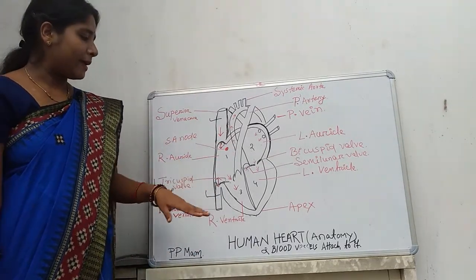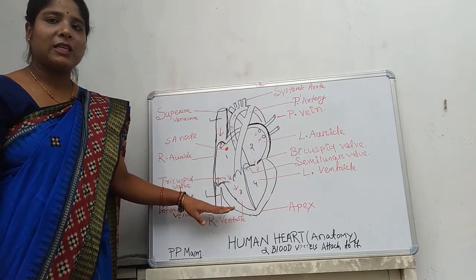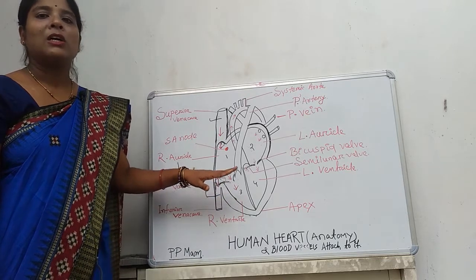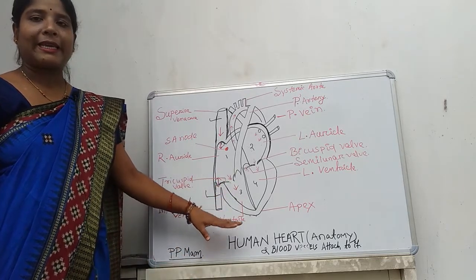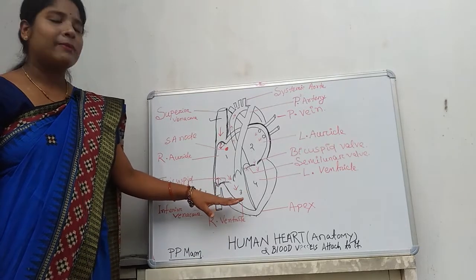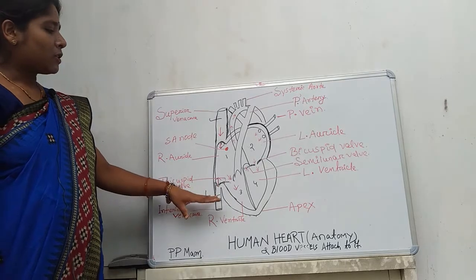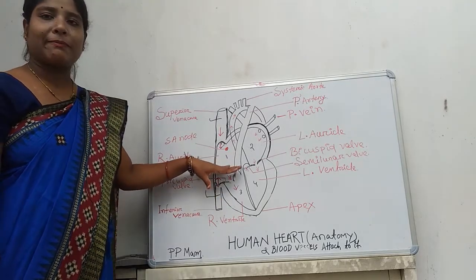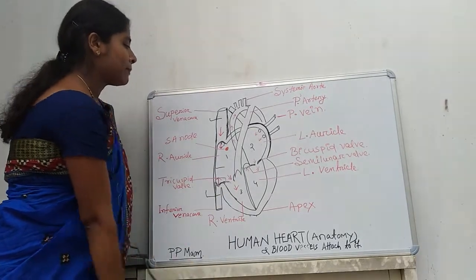The inferior vena cava brings the deoxygenated blood from the lower part of the body, that is from the legs, abdomen or lower organs. So that also pours the blood into the right auricle. Get it?